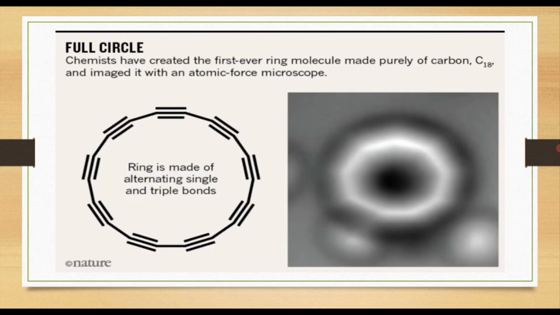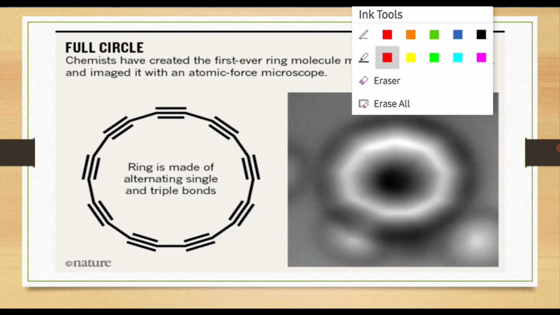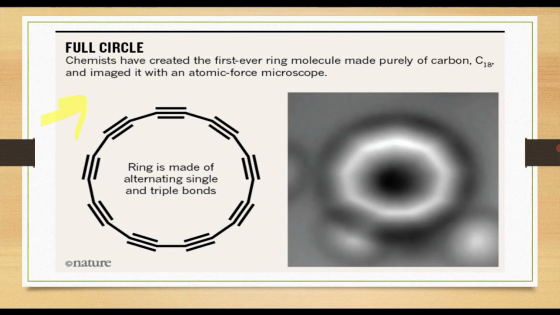So you can see here, chemists have created the first ever ring molecule made purely of carbon, that is C18, and imaged it with an atomic force microscope. It is an alkyne. It was prepared almost 2 or 3 years ago by a group of scientists, and it is C18. There are 18 carbons and all are connected by triple bonds. That means the compound is an alkyne and contains only carbon, not any other elements.